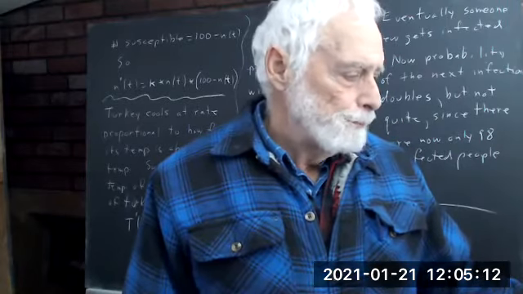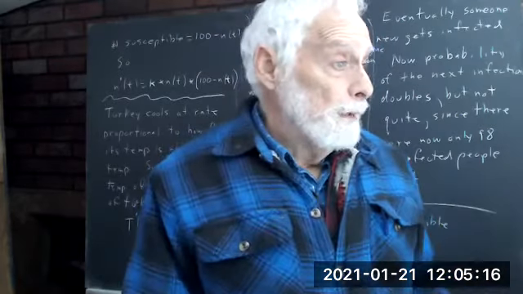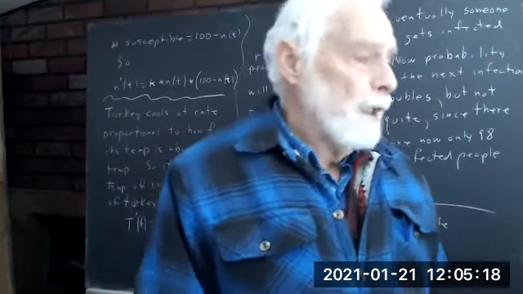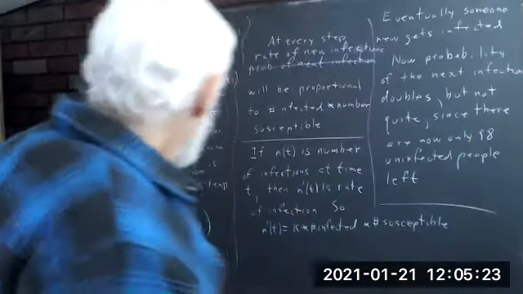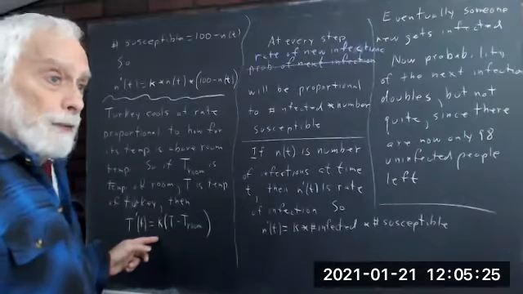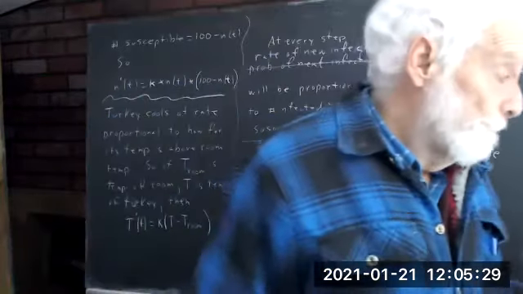Okay, so your question was a good question. And K can certainly be negative. It would be negative if you're cooling the turkey. It'll be positive if you're cooking it.